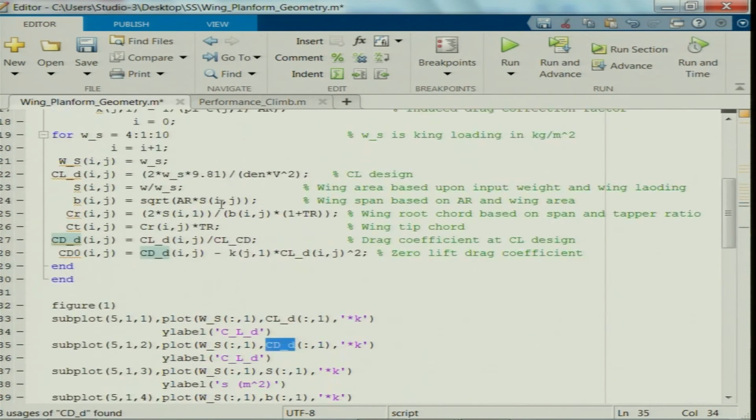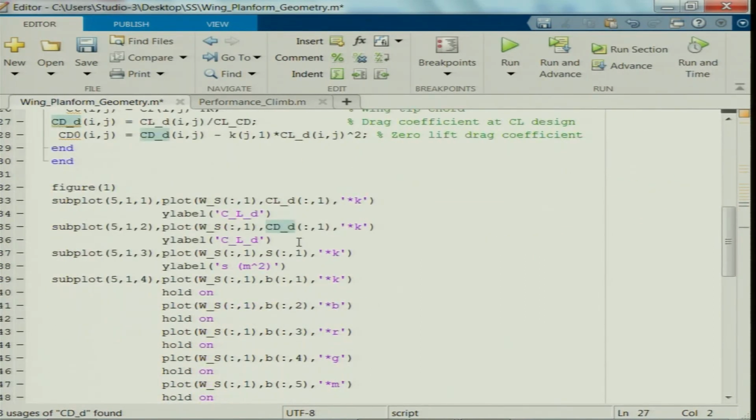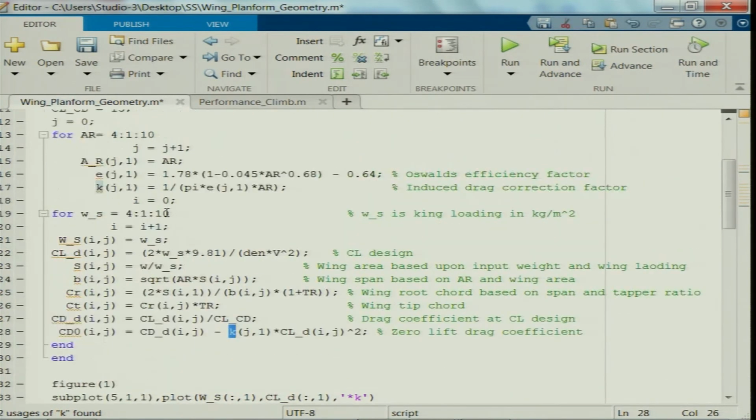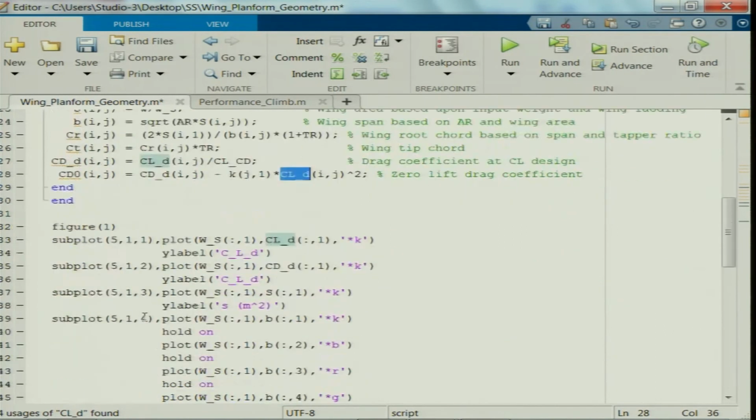And C_D is again, of course, it depends on L by D, and it depends upon C_L design and design L by D for that particular design, right. So, it is independent of aspect ratio here. So, we are not considering that here anyway. And K is independent of this wing loading. So, C_D0 again can be outside, but C_L design, yes, is independent of aspect ratio here, but K depends upon aspect ratio, it will not depend upon wing loading, but C_L design depends upon wing loading, but not on aspect ratio here, right.